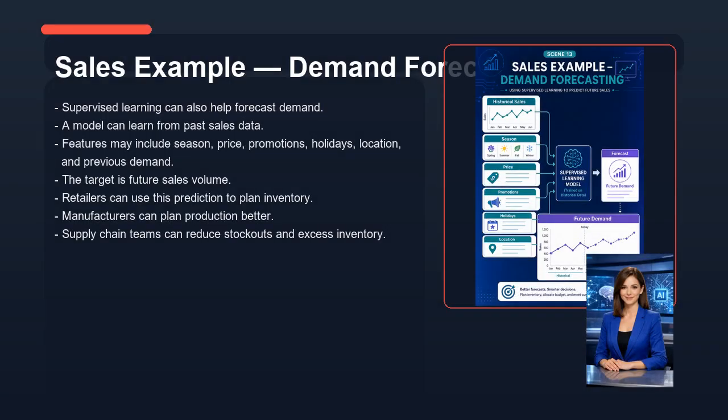Now let's look at a sales example, demand forecasting. Supervised learning can also help forecast demand. A model can learn from past sales data. Features may include season, price, promotions, holidays, location, and previous demand. The target is future sales volume.